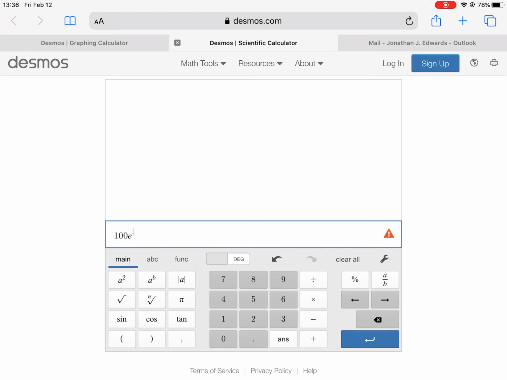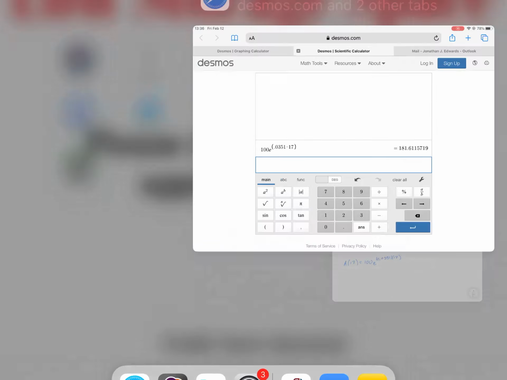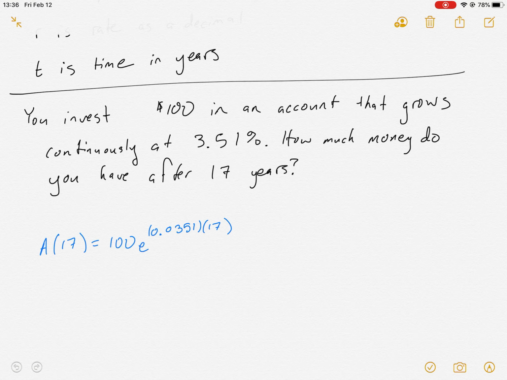And then I'm going to go with 0.0351 times, and it would help if it stayed up there, so I think I'm going to use some parentheses, 0.0351 times 17. And so I'd have $181.61. And that is how you do continuous compounding.